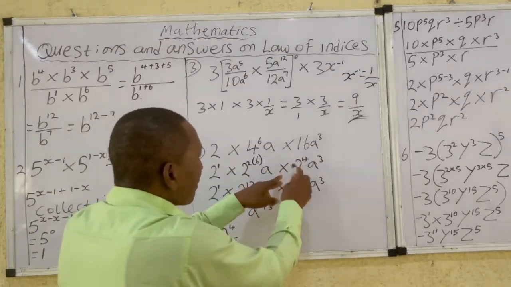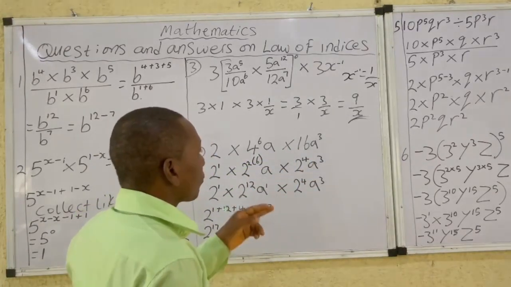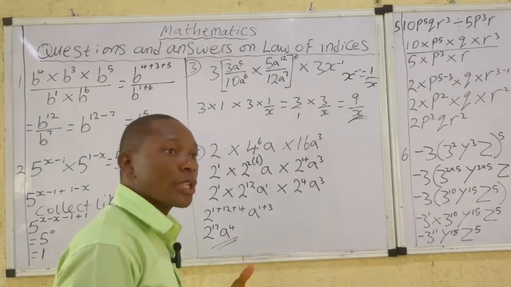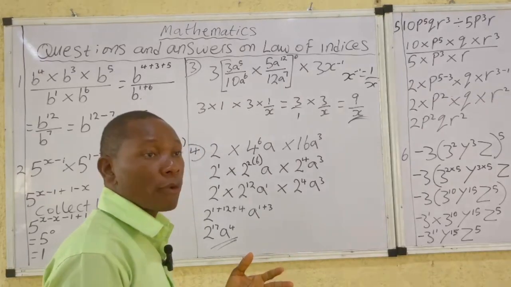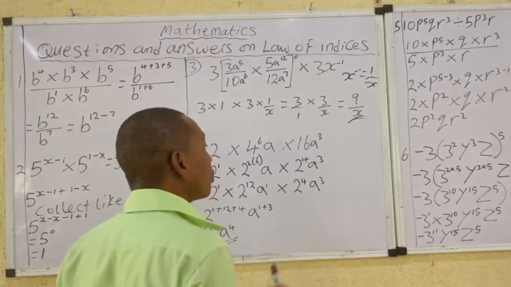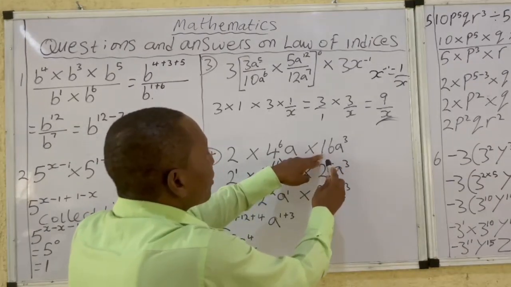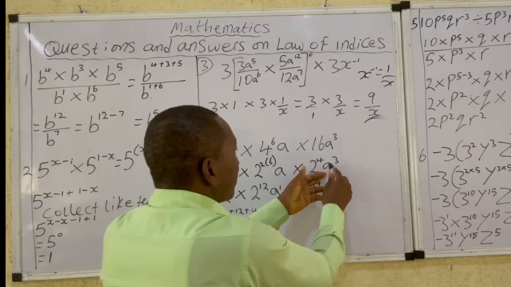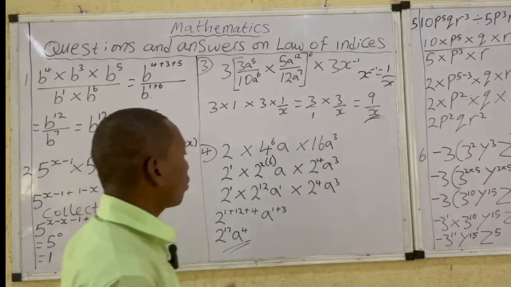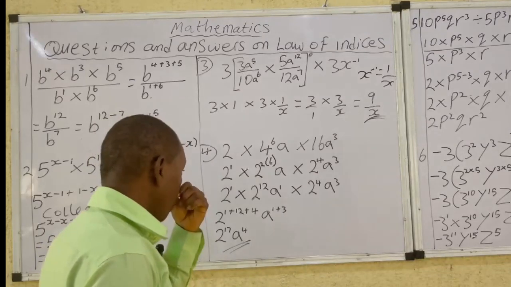A times, now 16 is the same thing as 2 raised to power 4. 2 times 2 is 4, times 2 again is 8, times 2 again is 16. So you have to multiply 2 four times to get 16. So 16 is the same thing as 2 raised to power 4, a raised to power 3, just the way we have there. Once you have gotten this step, the question now becomes easy to solve.